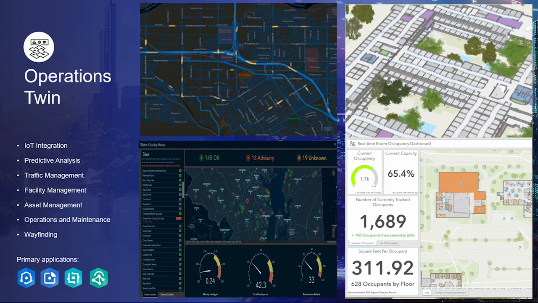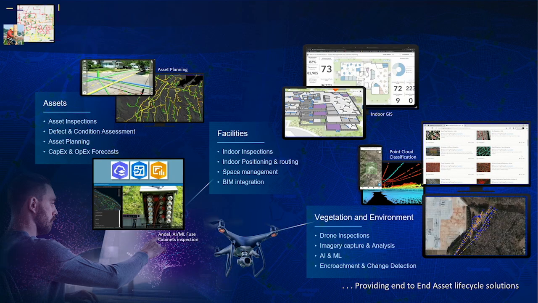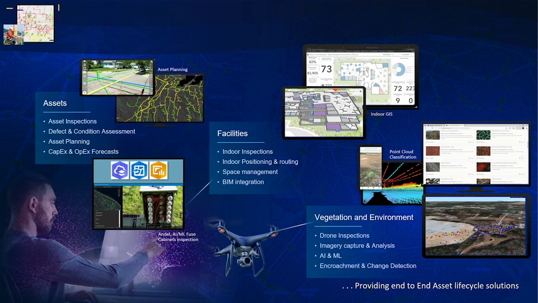To me, it sounds like operation twin is actually combining all different types of digital twins and allowing you to actually put the solutions together in place that help you to manage your system more efficiently. It has the IoT integration aspect, predictive analysis, facility management, asset management. It's all about these different types of processes that you can start out in your infrastructure companies to help you manage your company more efficiently and make more informed decisions.